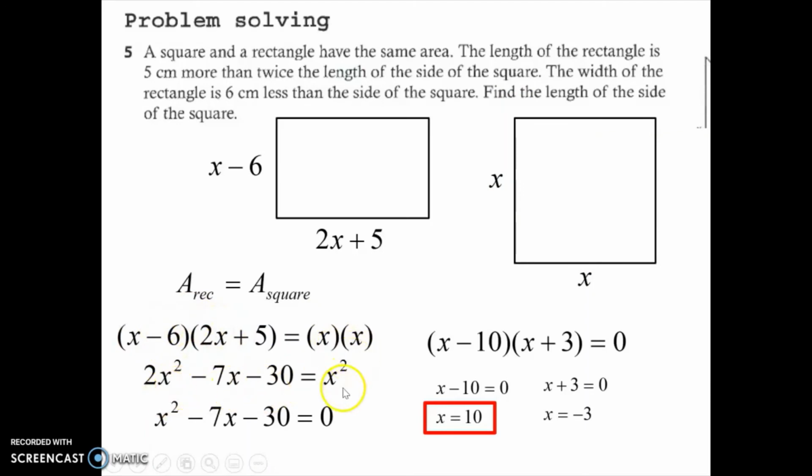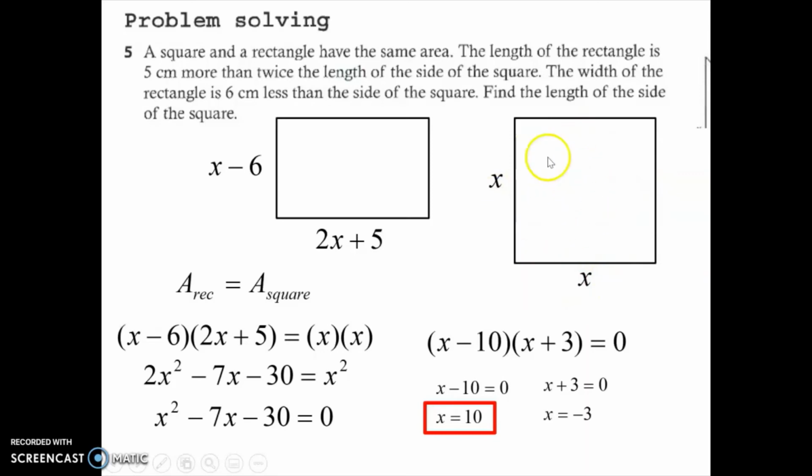This part here multiplied out gives us this. Over here, x times x, x squared. Again, we need everything on one side and 0 on the other. So I'm going to take this x squared and subtract it over here to get just x squared. And now I have a quadratic equal to 0. Factor that, here it is. And set each factor equal to 0 and solve. Here's our possible answer for x. So this is 10, this is 10, this must have an area of 100.